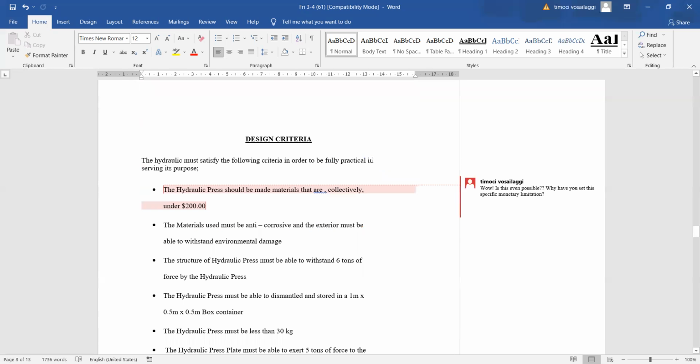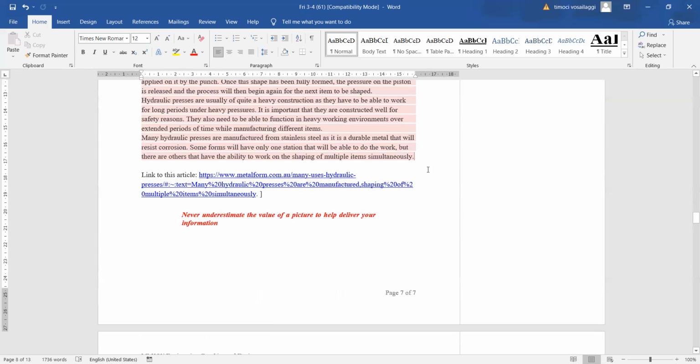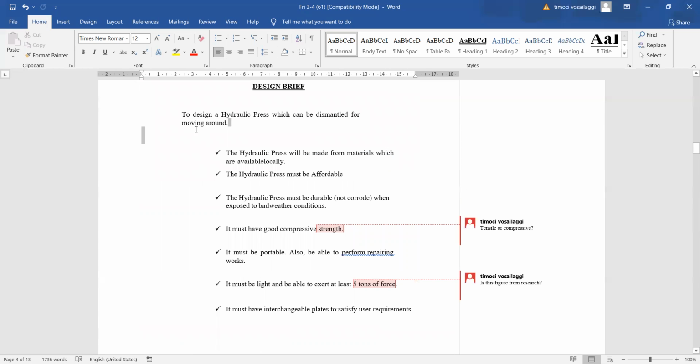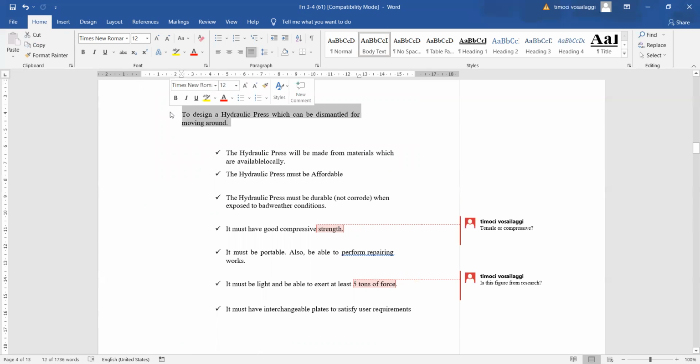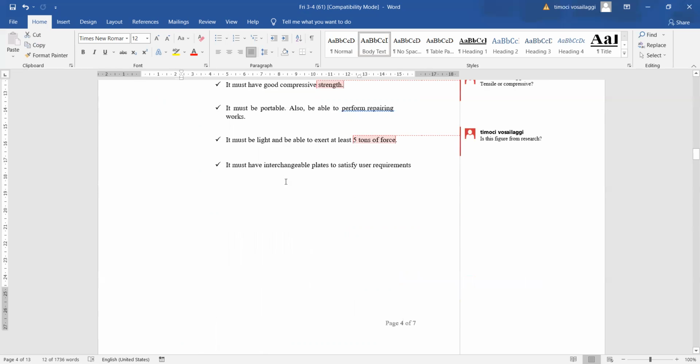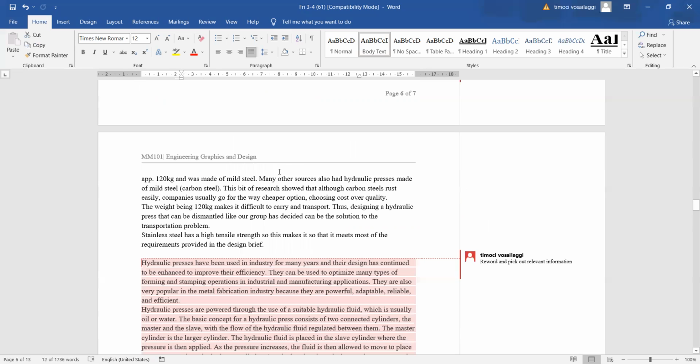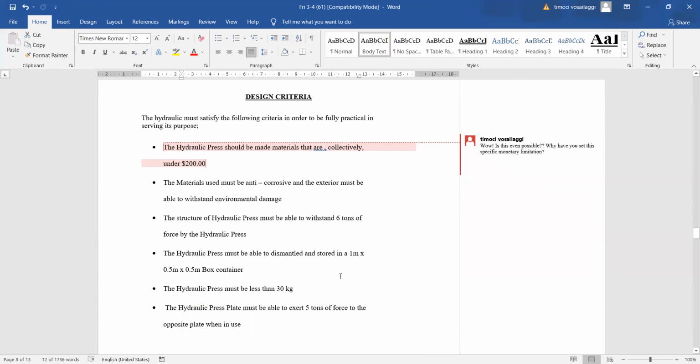Design criteria. I think back in your design brief. Yes. So your design brief is just this. It's just one or two sentences. Your design criteria is where you start listing all of the specific things that your design has to have. So design criteria, you can either put it before your literature review or you can put it after your literature review. Once you've done the research and you know exactly what you want to include in your design, you can put it then. So that's what these guys have decided to do.